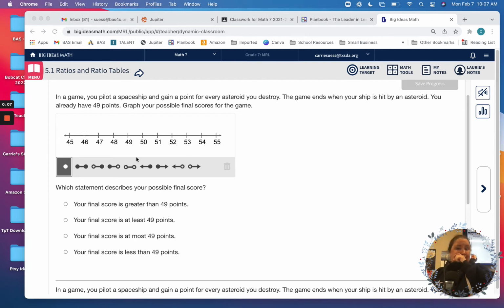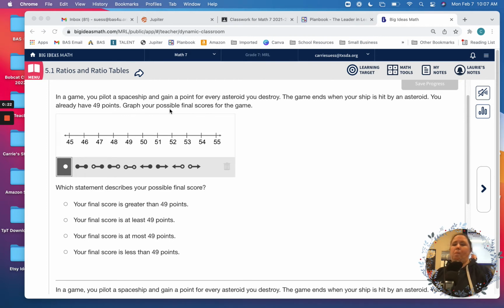In a game, you pilot a spaceship and gain a point for every asteroid you destroy. The game ends when your ship is hit by an asteroid. You already have 49 points. Graph your possible final scores for the game.